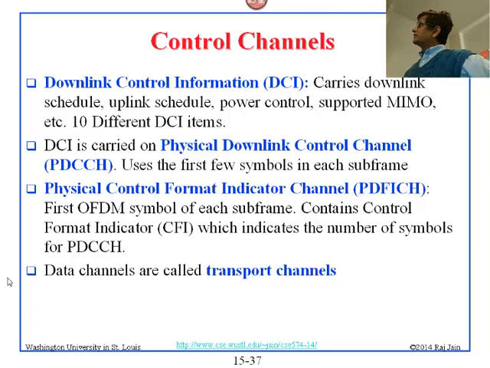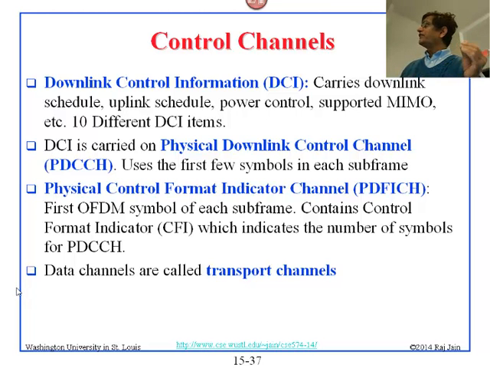Control channels. So there is first control channel called DCI. And DCI carries the downlink schedule, uplink schedule, power control, supported MIMO, etc. Now, this is very similar to what we discussed in 802.22, where when you started, the very first thing was, how does this frame look like? You know, what are the different users, where user 1 begins, where user 2 begins, and what is the modulation, things like that, right? So the same thing has to be done here.